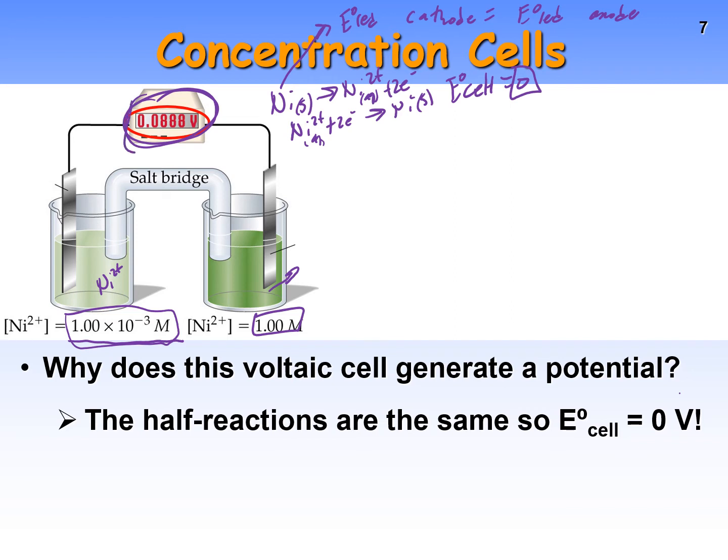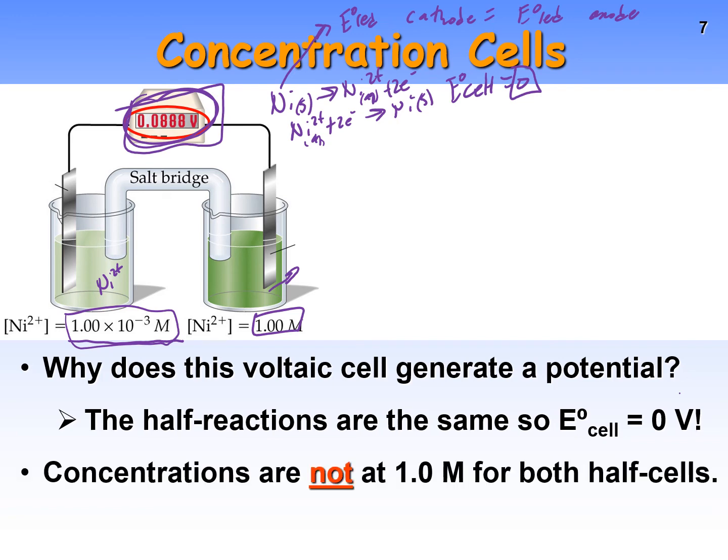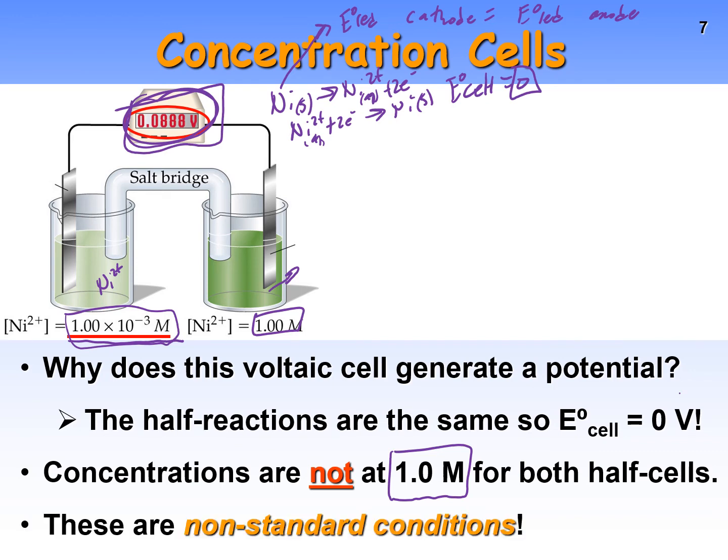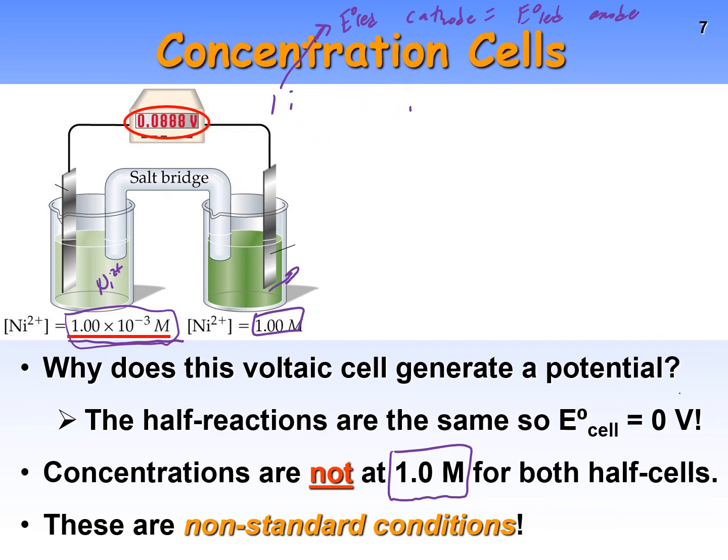Which is weird because we're still generating voltage. The answer is, why are we generating voltage? Because these are not at 1 molar concentration for both half cells. And when we're not at 1 molar concentration, we're not under standard conditions. This is a non-standard system. So, knowing all that, this is what's known as a concentration cell. Concentration cells are where we have voltage stemming from a concentration difference.